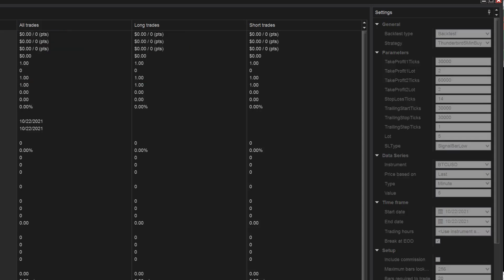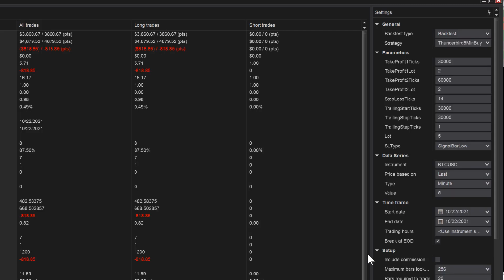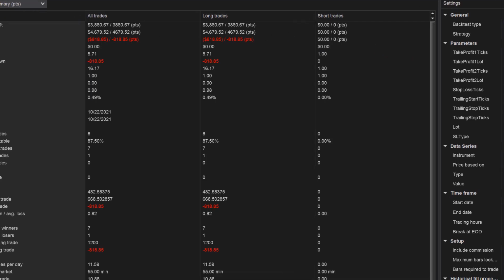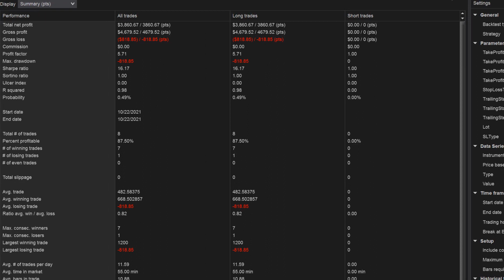All right, now we're going to the 5 minute, which is, like I said, the key on this chart. Boom. Net profit today, $3,860. Shaka boom. Look at the trades, 87% profitable. Total number of trades, 8, 7 winning trades, 1 losing trade. Either way you look at it, when it's in the zone, it's in the zone.